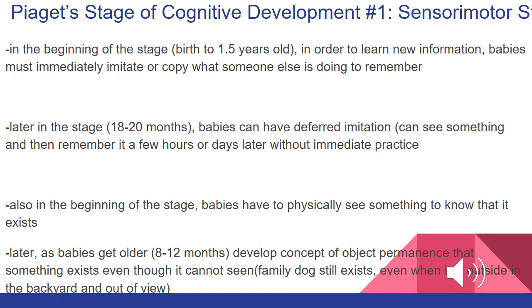An example I would give would be, let's say a baby is really attached to a family dog. If the family dog goes outside to use the restroom or to play, a baby after 8 to 12 months will not get stressed or upset because they know the dog still exists and that the dog is still there, it's just not in visible sight.